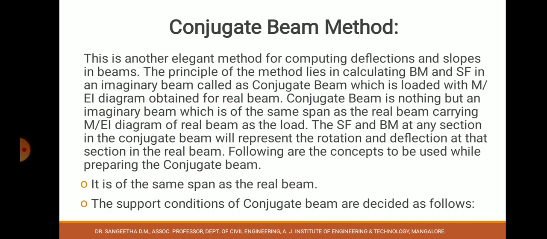So in the real beam there will be loading. The same loading will be converted to the M by EI diagram in the conjugate beam, whereas this conjugate beam is an imaginary beam or a replica of the real beam which is being generated.